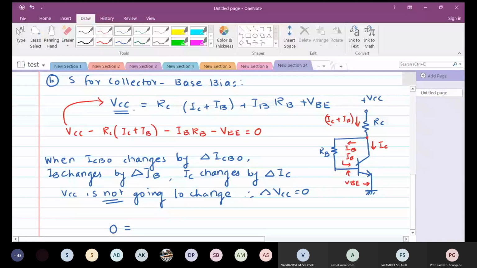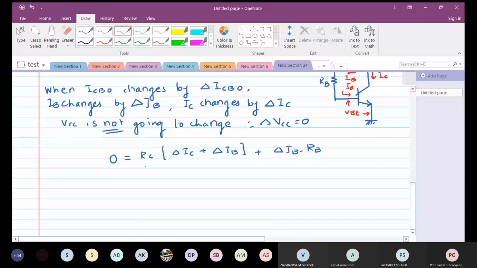RC is not going to change. So what do I get here? VB is also not going to change. So delta VB is also going to be 0. So what do I get? I'll just open up this equation, and so RC into delta IC plus delta IB plus delta IB into RB.